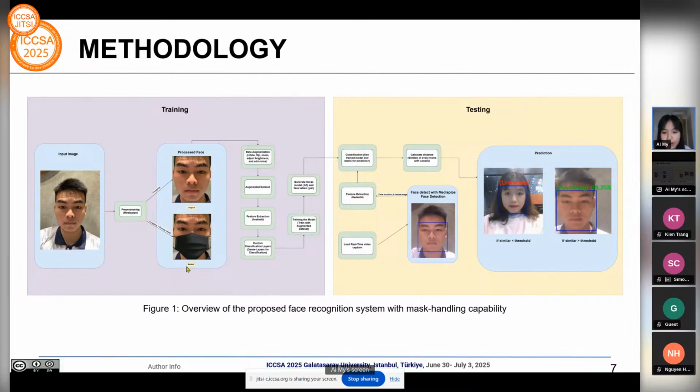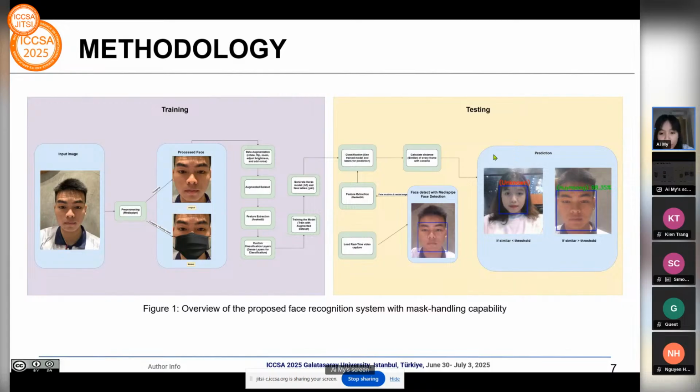Next, we use ResNet50 to perform feature extraction, capturing deep and discriminative facial features. These features are then passed through our custom classification layers, consisting of dense layers, to train a robust model for face recognition. Finally, the model is saved into parts: the trained weights as a Keras model, and the corresponding face labels as a pickle file. In the testing phase, the system captures real-time video input.